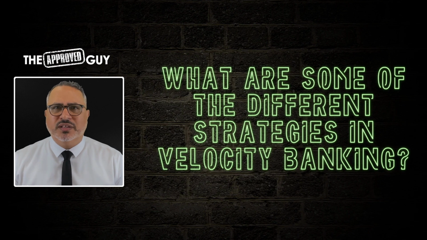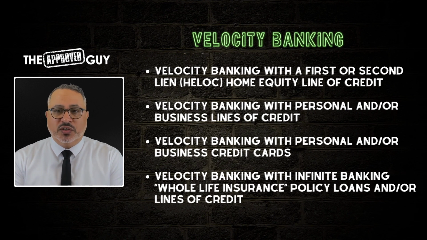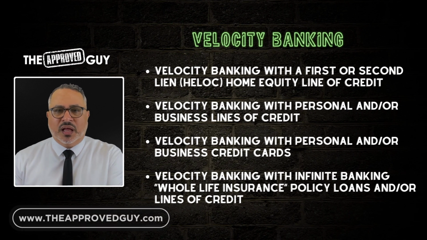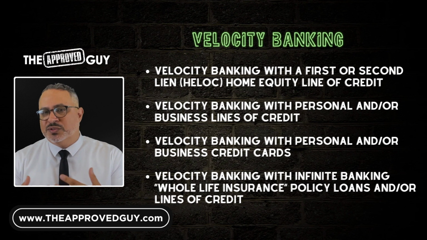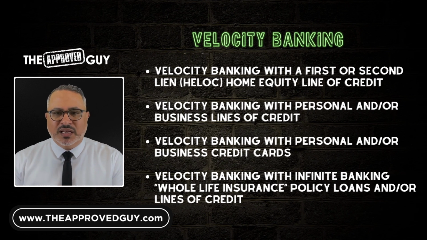So what are the different strategies of velocity banking? Well, velocity banking can be done with a first or a second lien HELOC. The difference between the two is, first, a HELOC is a home equity line of credit. A second lien HELOC is what everyone's most familiar with. And what that is, it's a HELOC in the second position.